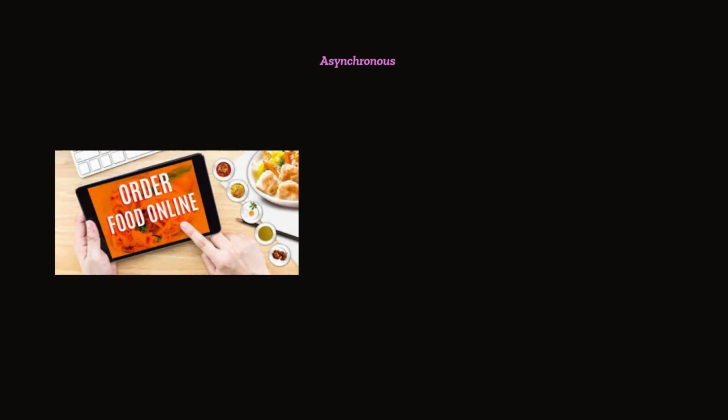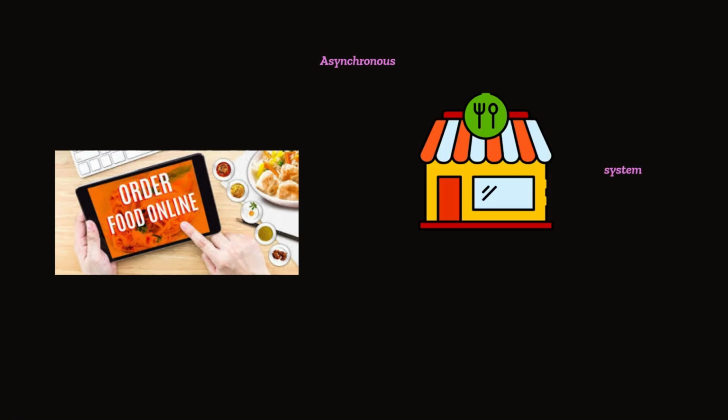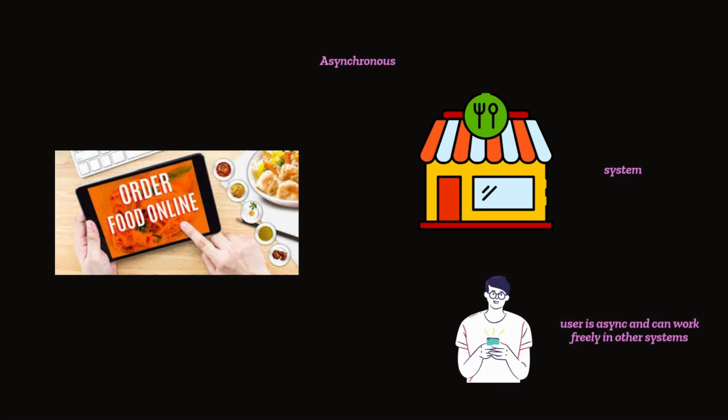Now the second one, which is asynchronous, wherein the user sits at home, at his comfort, takes the app, and orders food. The food is then prepared by the system, but the user is not inside the system. The system prepares the food, and the user can freely roam in other systems wherever he wants. He can then come when he is notified the food is reaching him, and then he can collect the food. This is a classic example of how the asynchronous way of working is done.